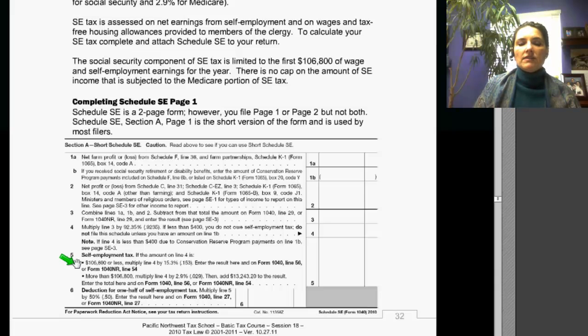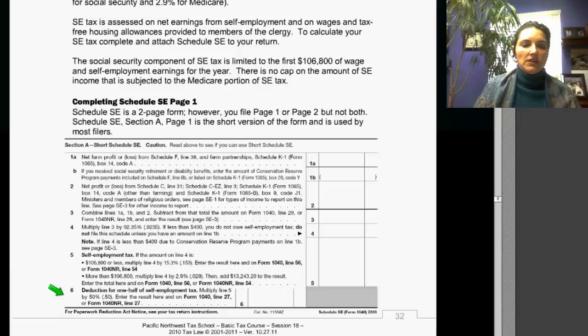If you're able to see that your income exceeds $106,800, you're going to pay the Social Security component of the tax only on the first $106,800 of income you have from either wages or self-employment for the year. But if your income is less than $106,800, you'll multiply the amount on line 4 by 15.3%. And if it's less, then you do it by a lesser amount and add a number to figure the amount of Medicare tax you owe. Finally, on line 6, you figure the deduction for 1/2 of your self-employment tax.